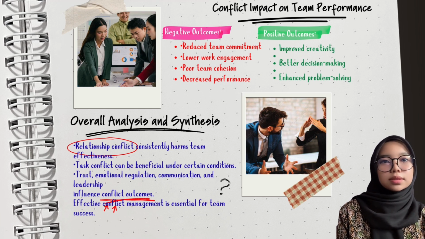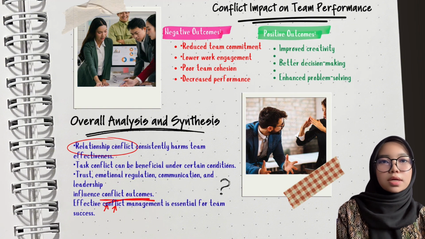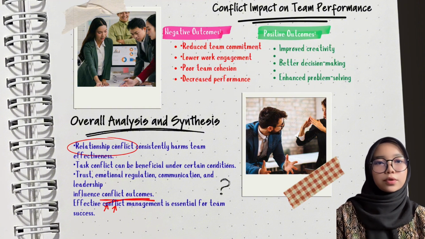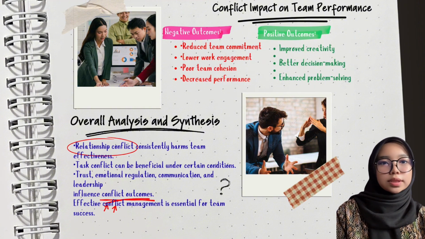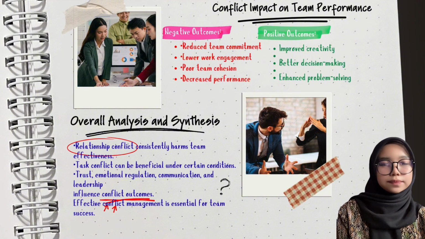Based on these findings, I will now summarize the overall analysis from the literature review. So overall, the review studies suggest that conflict itself is not necessarily harmful to organizations. Instead, the impact of conflict depends on the type of conflict and the team's ability to manage it effectively. A clear pattern across the literature is that relationship conflict consistently produces negative outcomes such as lower team commitment, weaker collaboration, and reduced performance. In contrast, task conflict may contribute positively to team outcomes when team members have high levels of trust, emotional regulation, effective communication, and strong leadership.